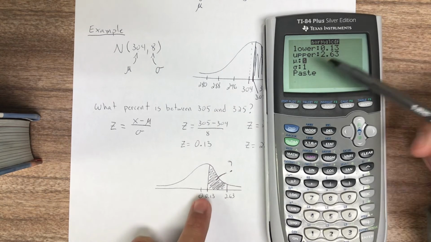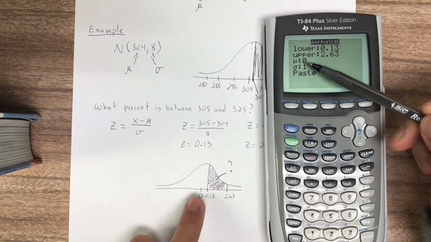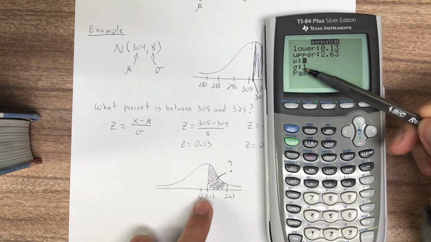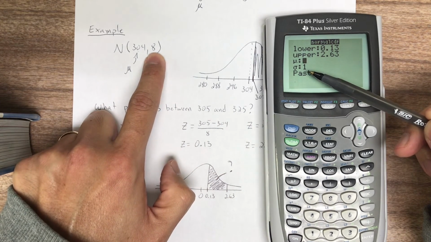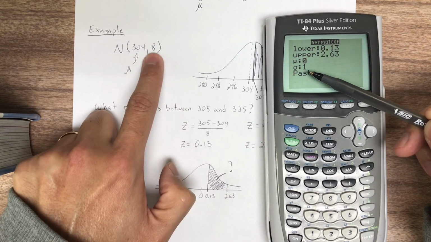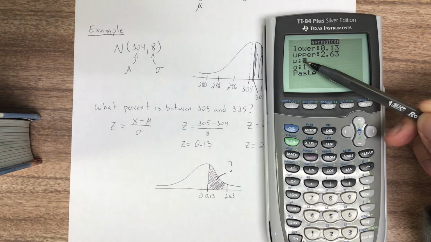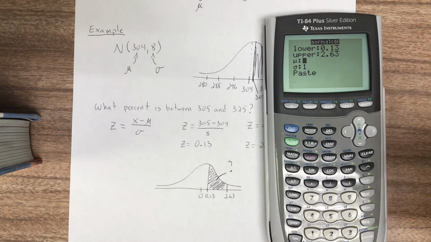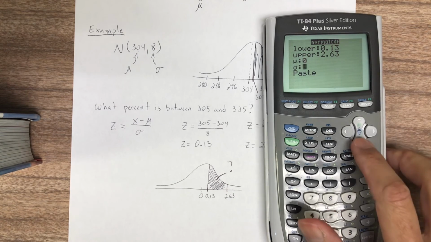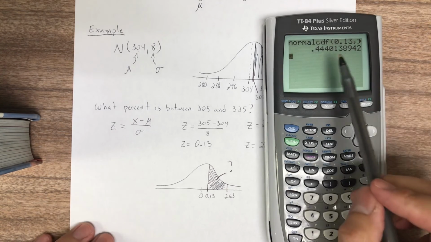Now for the mean, remember that we're using Z-scores. So your mean will always be 0 for Z-scores, and the distribution has a standard deviation of 8. But as a Z-score, that's going to be 1 standard deviation. So I'm going to use 1 for sigma. So the mean is 0 and the standard deviation is 1. That is in Z-scores. You can say Z-score language. So you go here, you paste, and then you press enter, and that's going to be your area under the curve.